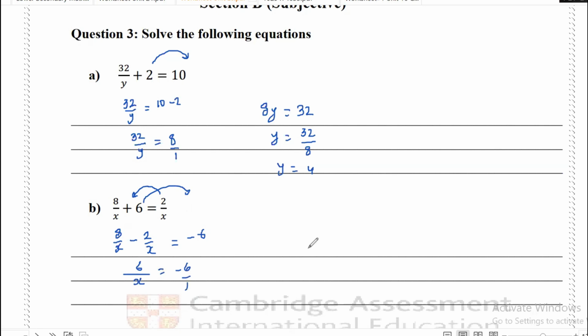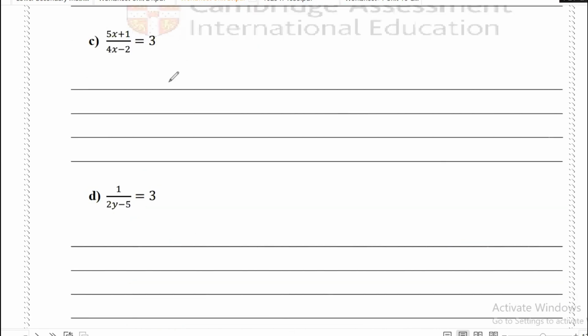Again, I will think about cross multiply. That gives me minus 6x is equal to 6, because 6 into 1 gives me 6. This is plus 6. Okay, as we are looking for x, 6 divided by minus 6 is equal to minus 1. So this is your last answer. C part of this question.